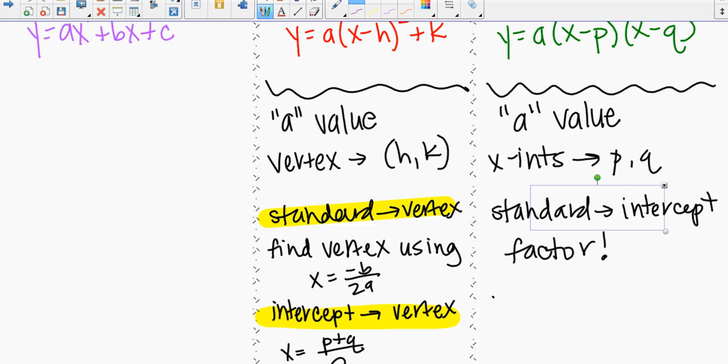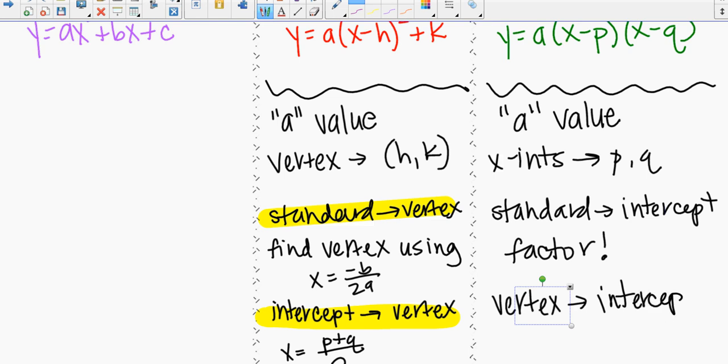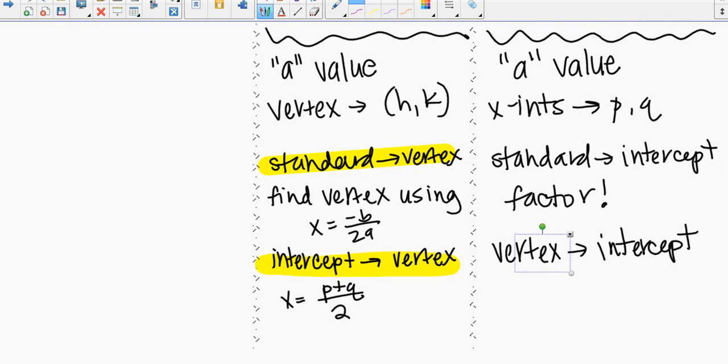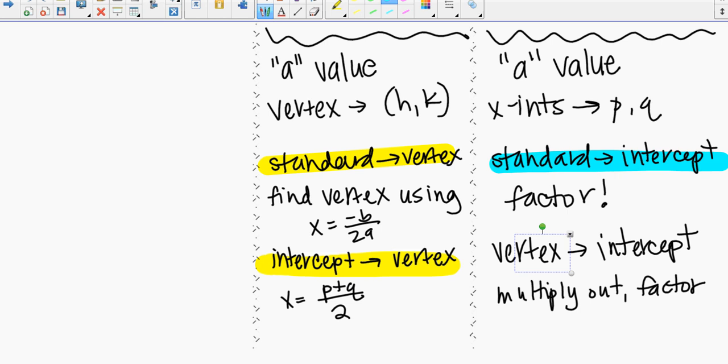Okay. If you are in vertex form and you're going to intercept, this is the annoying part. We talked about this in the lesson when I taught this, but as a refresher, if you're going from vertex to intercept form and you need to find your x-intercepts, you're really going to have to multiply out to standard and then factor if you're just going from form to form. Okay, so remember that one is a little annoying. So it is what it is, but those are your options.